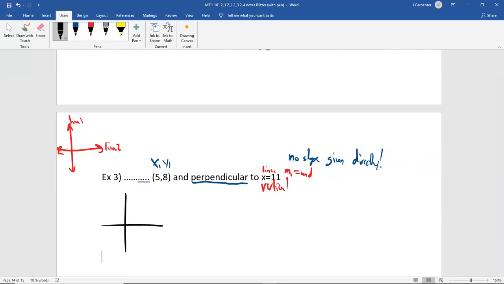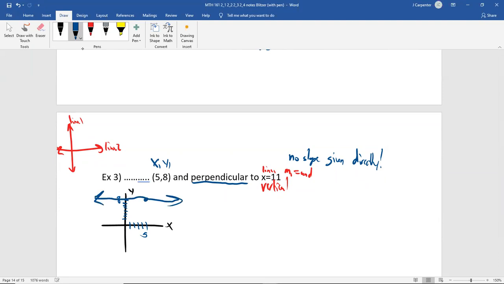So these will be our x and y axes. This point is 5, 8, so that's right 1, 2, 3, 4, 5, up 1, 2, 3, 4, 5, 6, 7, 8. So we're supposed to make a horizontal line. Again, this was vertical, so we make horizontal, and it's got to go to this point. So this is our line.